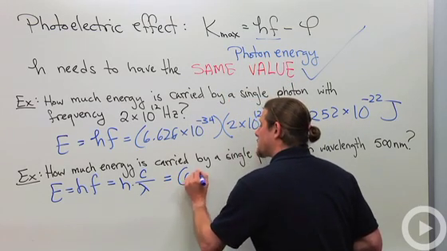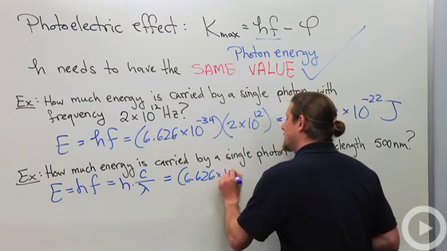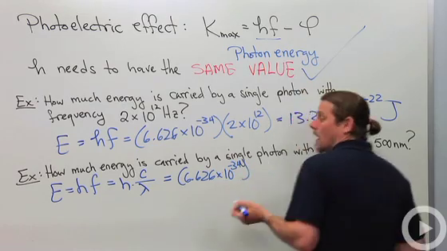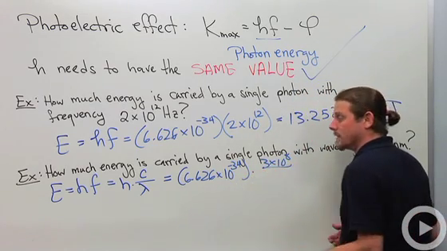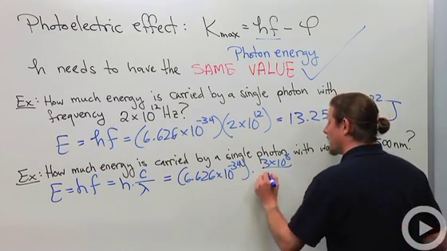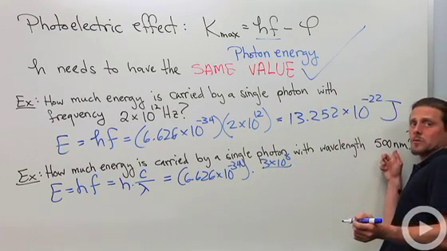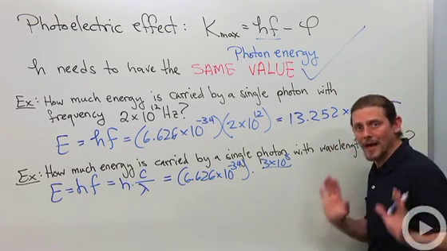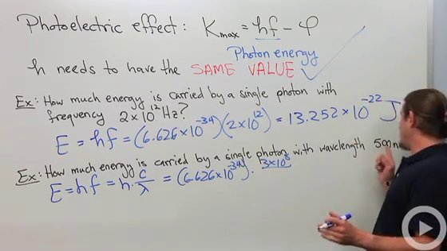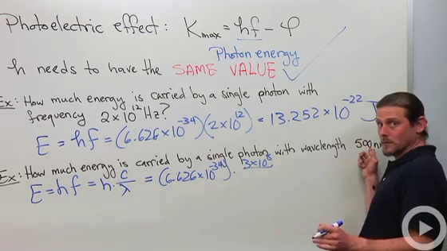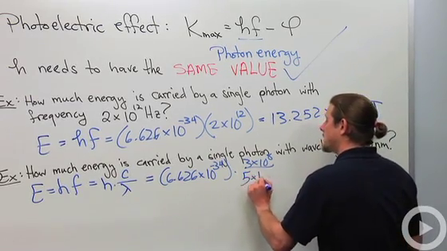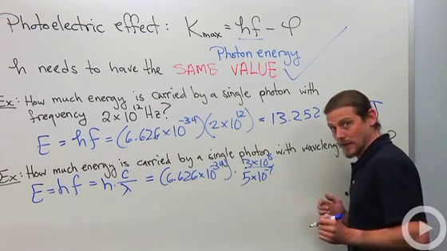So it's 6.626 times 10 to the minus 34, and then c is 3 times 10 to the 8, divided by, what was my wavelength? Well, it was 500 nanometers. But I'm supposed to work in SI units. So 500, nano is 10 to the minus 9, so we're going to say 5 times 10 to the minus 7.